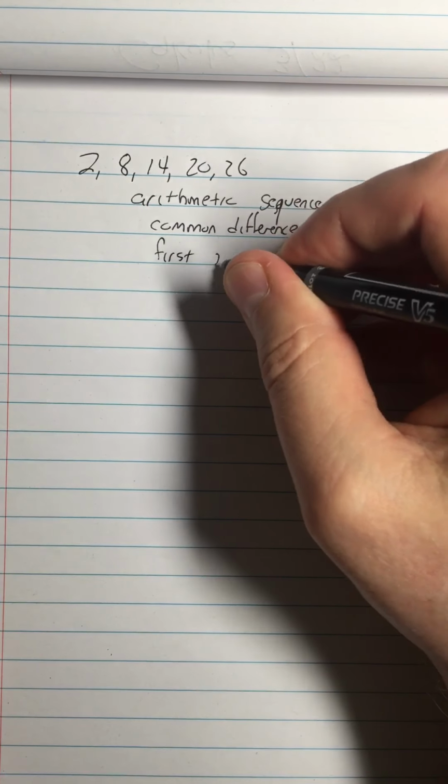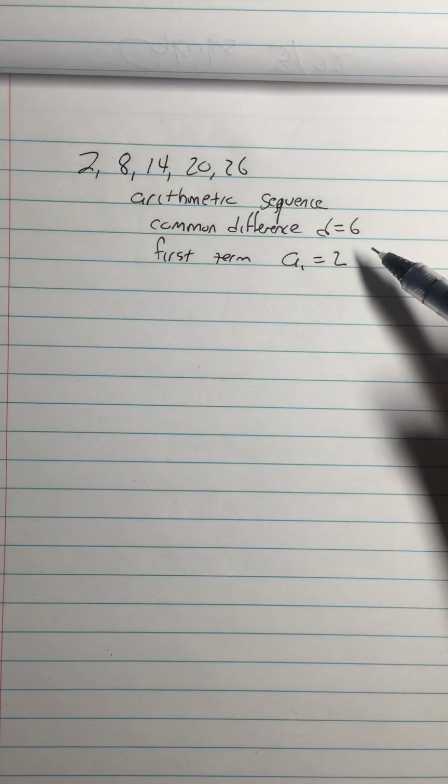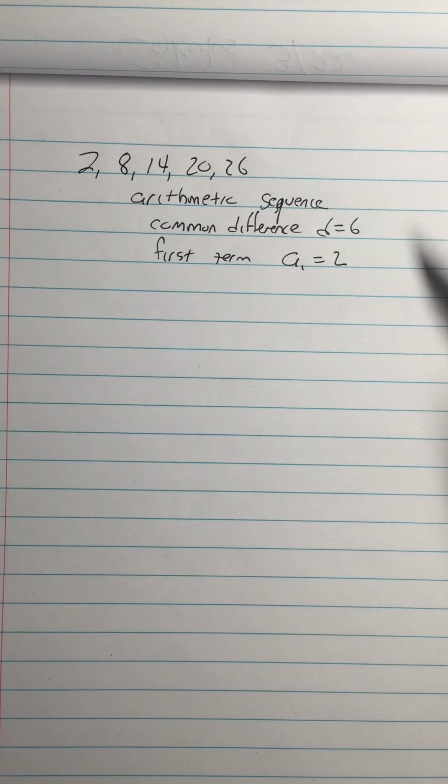d equals 6, and it also has a first term, a sub 1 equals 2. So the common difference and the first term totally characterize an arithmetic sequence.